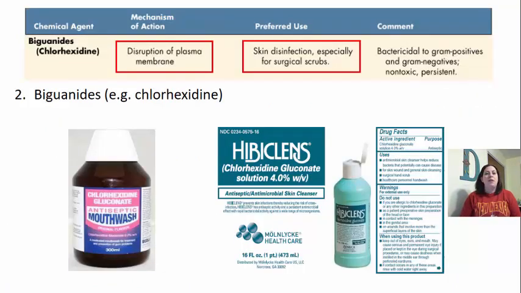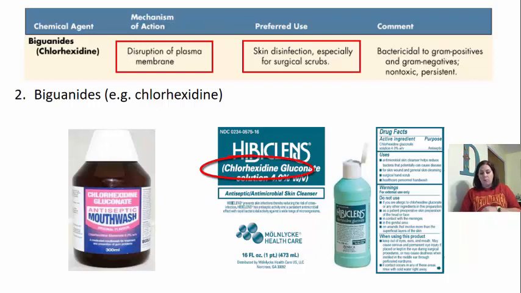So the next group are the biguanides, also known as the chlorhexidines. These are going to disrupt the plasma membrane. We can use these for skin disinfection, especially for surgical scrubs. These are bactericidal to gram-positives and gram-negatives. These are non-toxic, and they are persistent. Here, some examples: this is showing you an antiseptic type of mouthwash, and we also have some other cleaners. Again, you would be looking for that chlorhexidine on the label.